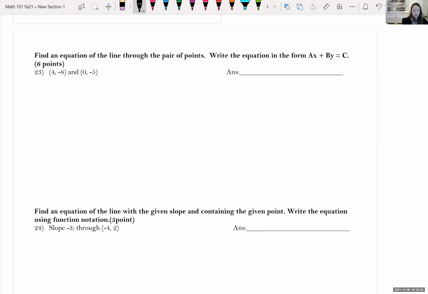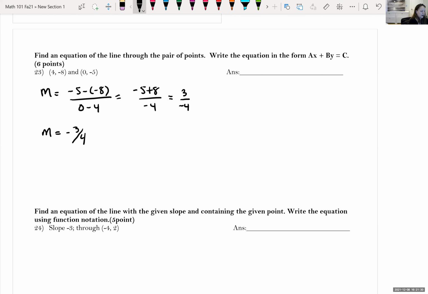Two things we need when we're trying to find an equation of a line: we need a point and we need a slope. And if we don't have both of those things, we can find them. We're given 2 points, so we know we can find the slope. We have -5 minus a -8 all over 0 minus 4, same thing as -5 plus 8 over -4. So this gives us 3 over -4, so our slope is -3/4.